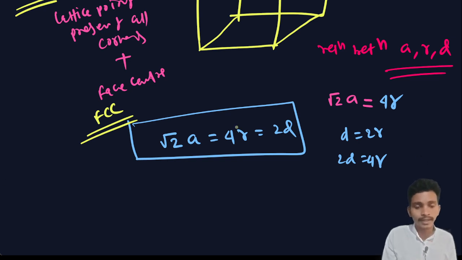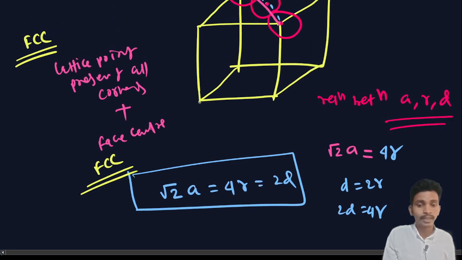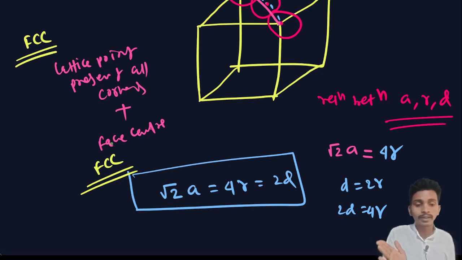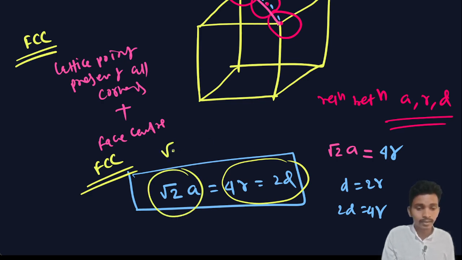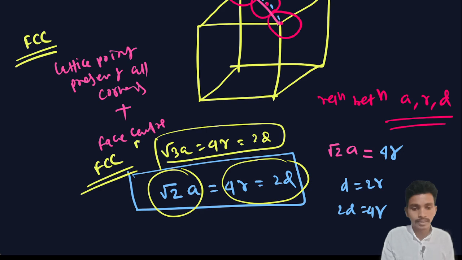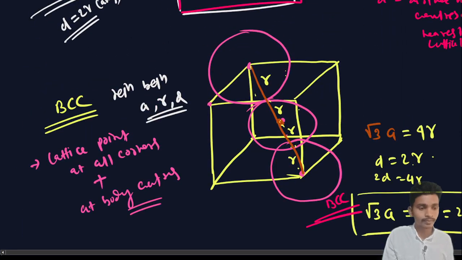This relationship we have to memorize, and it is very easy to memorize. For the base diagonal, root 2a is equal to 4r, which is 2d, and for the body diagonal, root 3a equals 4r, which is equal to 2d. So only the base diagonal root 2a and the body diagonal root 3a differ. Root 3a is for BCC, and root 2a is for FCC.